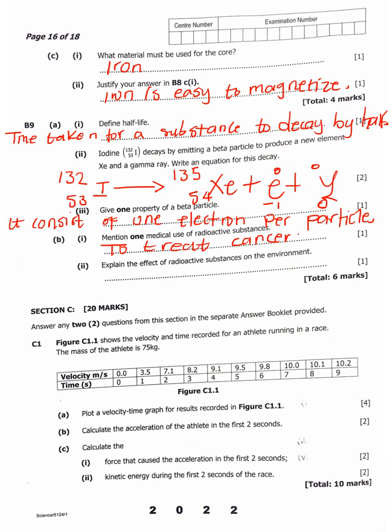Then explain the effect of radioactive substances on the environment. So they can cause pollution. Okay, so this is how we can answer section A and section B of 2022 Science Paper 1 Physics.